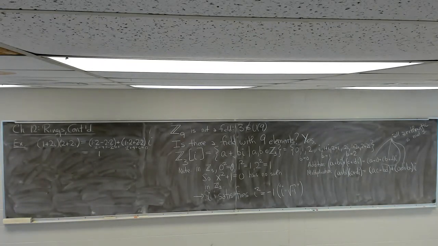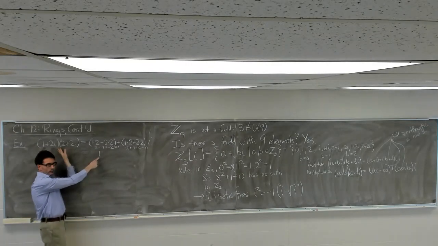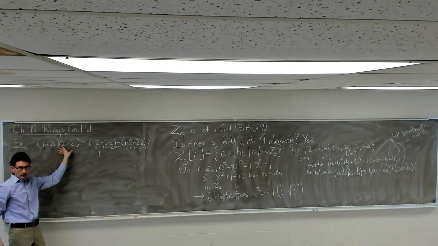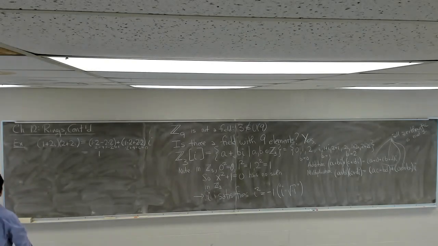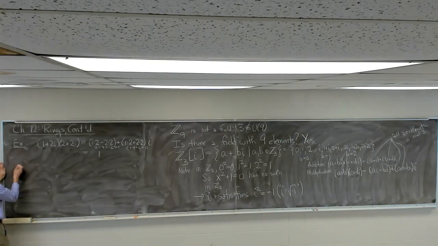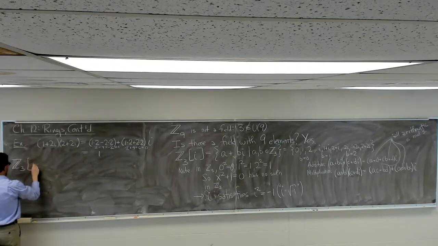Are you with me here? Again, the rules for addition and multiplication are what we wrote down last time for complex numbers. So it's the same thing, now we're just reducing everything mod 3. In this particular case, notice what happened, we got 1. And so the claim here is that this is in fact a field.